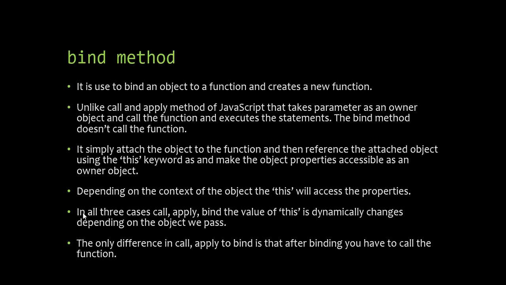And in all the three cases, call, apply, and bind, the value of this dynamically changes depending on the object we pass. The only difference is that call and apply simply bind the object and immediately call the method. But when we are using bind, it will simply bind the object and you have to call the method, your function, manually. Let us see with the example.